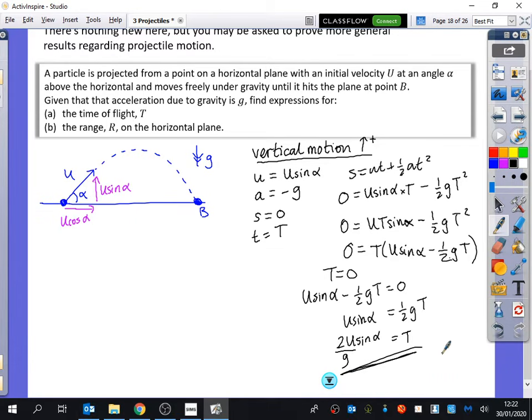You get it on the formula sheet. Nope, you don't need to memorize this. So what you'll notice I've written at the top is you may be asked to prove these results.